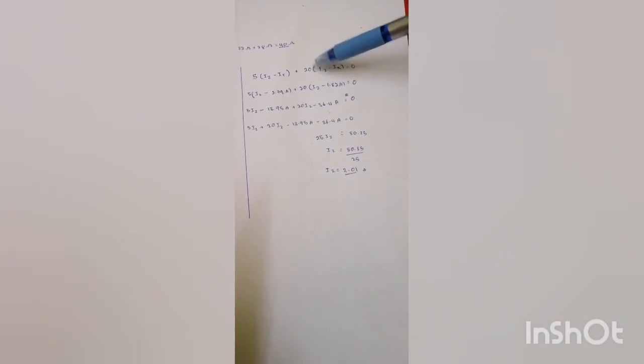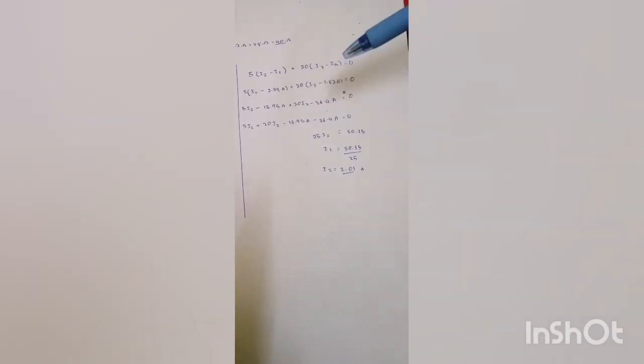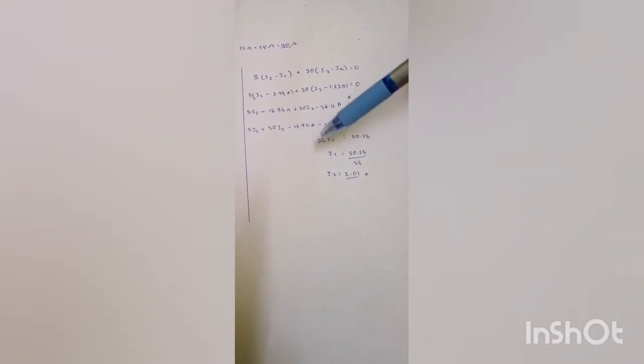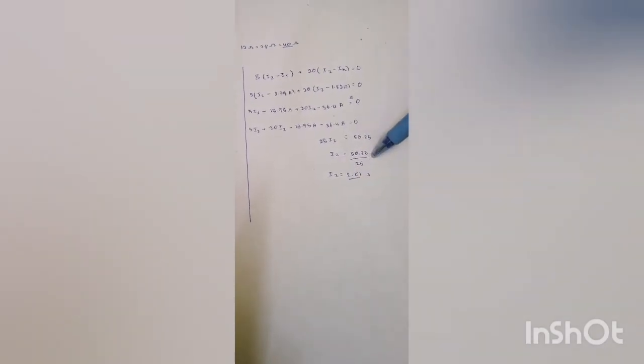plus 20 bracket Iz minus Ix equals 0, and I multiply the values in the bracket, and then I rearrange that. So I will get 25 Iz equals 50.35. So Iz equals 50.35 over 25, and then I get Iz equals 2.01 ampere. So I solve this. I get Ix, Iy, and Iz, and then lastly the power absorbed by 28 ohm.